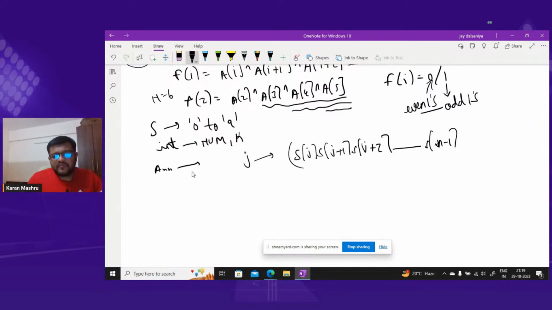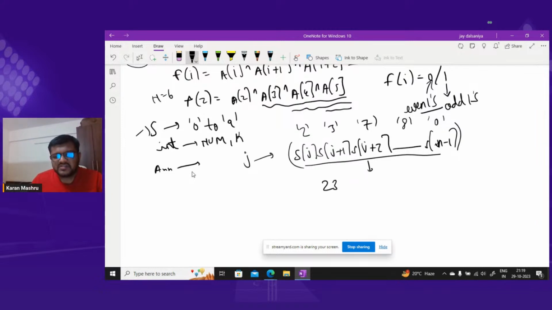So this suffix, s is a string with digits 0 to 9. If we convert it into its decimal representation, let's say this character was 2, this was 3, this was 7, here we had 8, and here we had 0. So the decimal representation of that suffix is 23780. What they have told is, initially all the array elements are 0, for all the ARR elements which the geek wants to make.